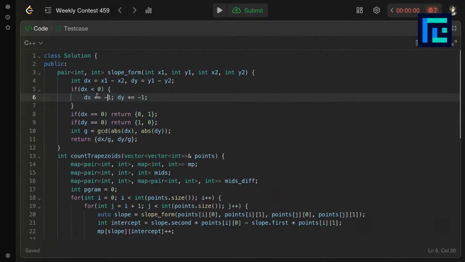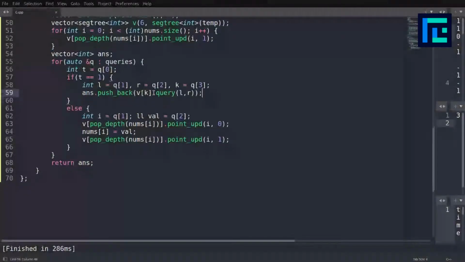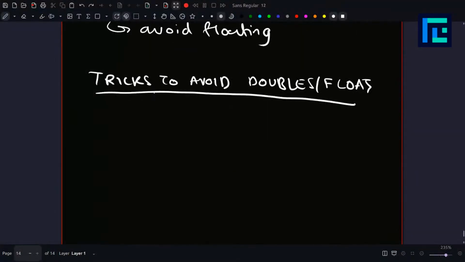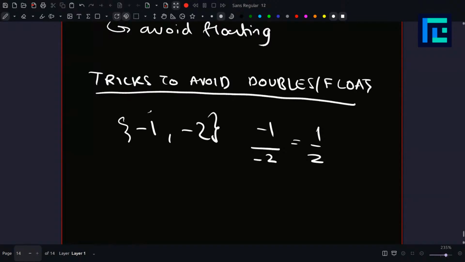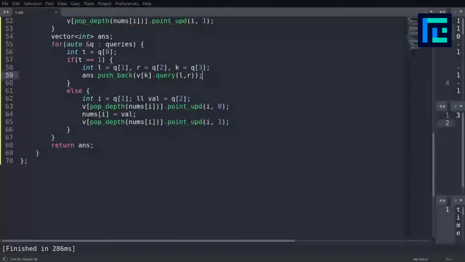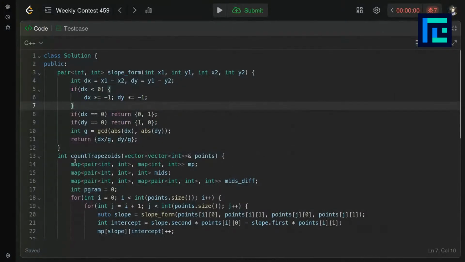What is this? This is to make sure that, basically, if I have a slope like -1, -2, that will be -1 divided by -2, which is basically the same as a slope of 1 by 2. So if this is negative, I'm trying to make sure that x will always be the positive one, and y can be negative or positive. So cases like this don't come up. You should be careful while calculating your slopes in this pair form.